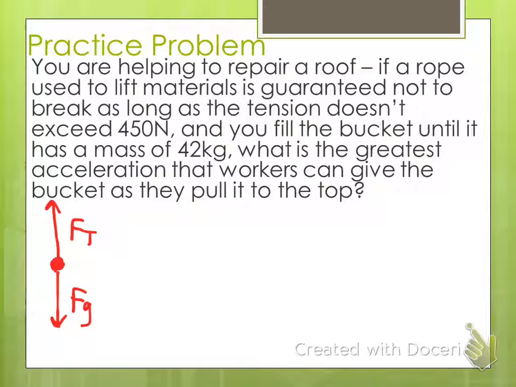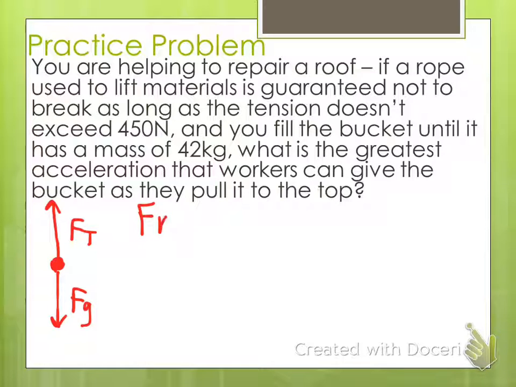Okay, so we're helping repair. If a rope is used to lift materials, it's guaranteed not to break as long as the tension doesn't exceed 450 newtons. You fill the bucket until it has a mass of 42 kilograms. What's the greatest acceleration that workers can give the bucket as they pull it to the top? Okay, so if you have a heavy object and you pull too fast, what could happen to the rope?